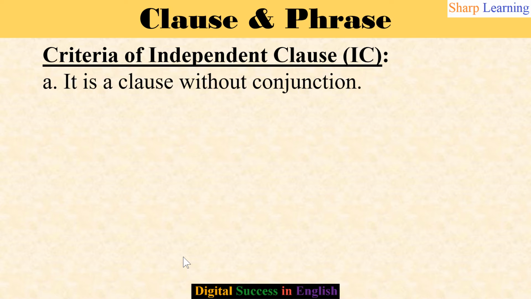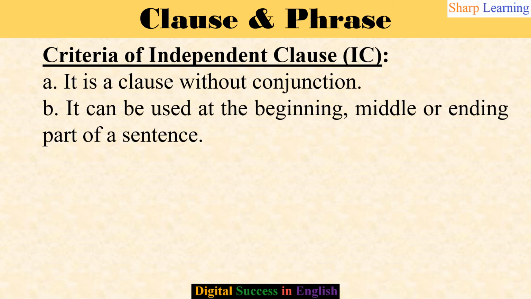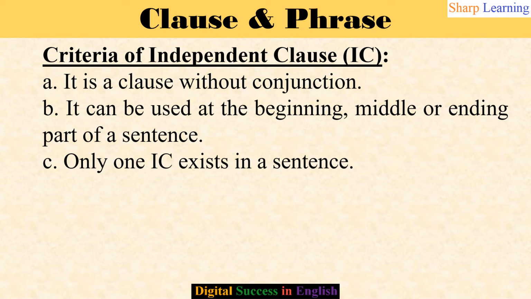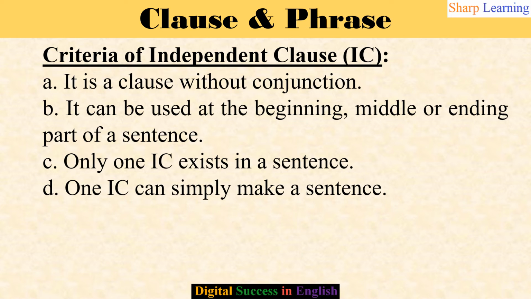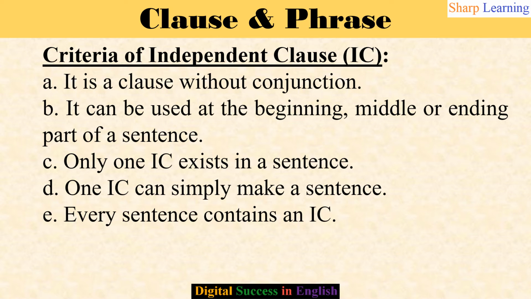An independent clause is a clause without conjunction. That means in your independent clause there will be no conjunction. It can be used at the beginning, middle or ending part of a sentence. Usually only one independent clause exists in a sentence, not more than one. One IC can simply make a sentence and nothing else. Every sentence contains an IC. Yes, you will never get any sentence where there will be no IC.